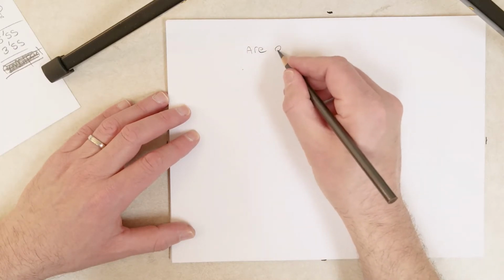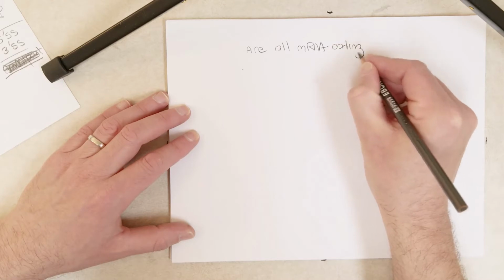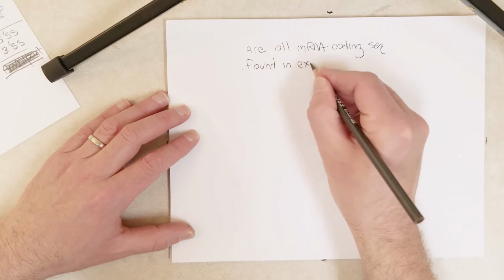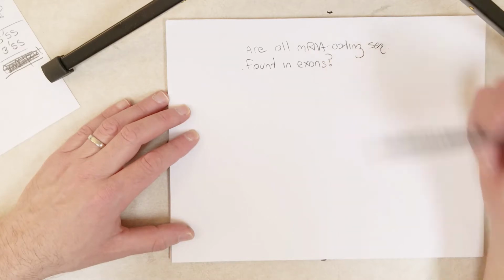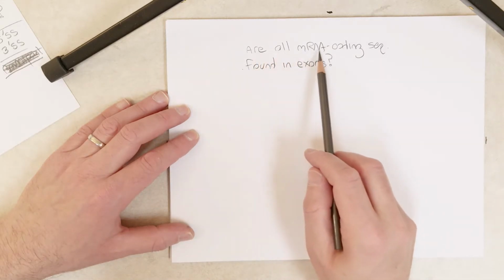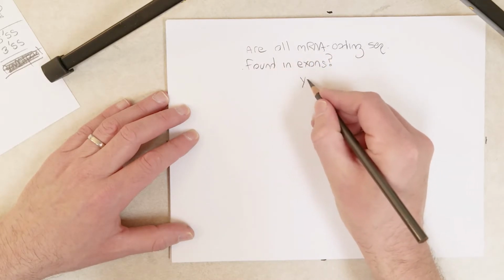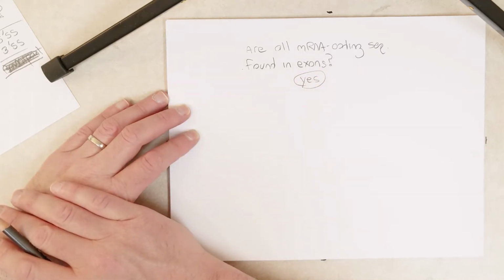So, are all mRNA coding sequences found in exons? Remember to watch the previous video to learn what is an exon and what is an intron. What do I mean by exons and introns? Check out the other video if you are unfamiliar with those terms. So are all mRNA coding sequences found in exons? And for that, the answer would be yes. So all coding sequences, we expect them to be found in exons. They shouldn't be found in introns. Introns are removed.